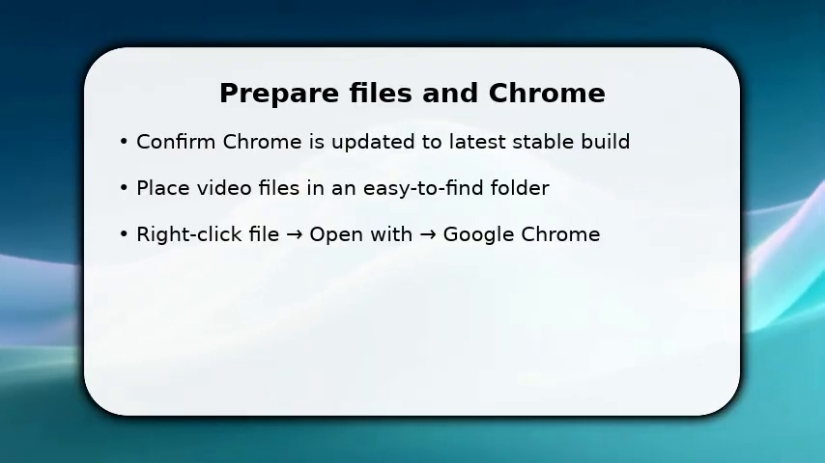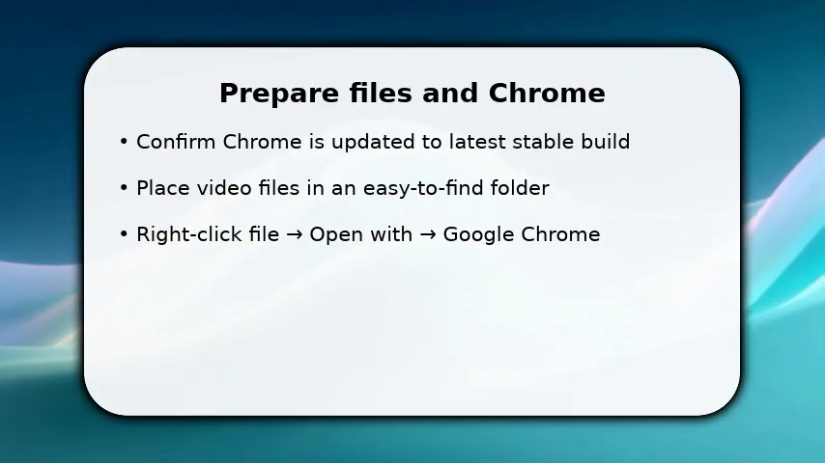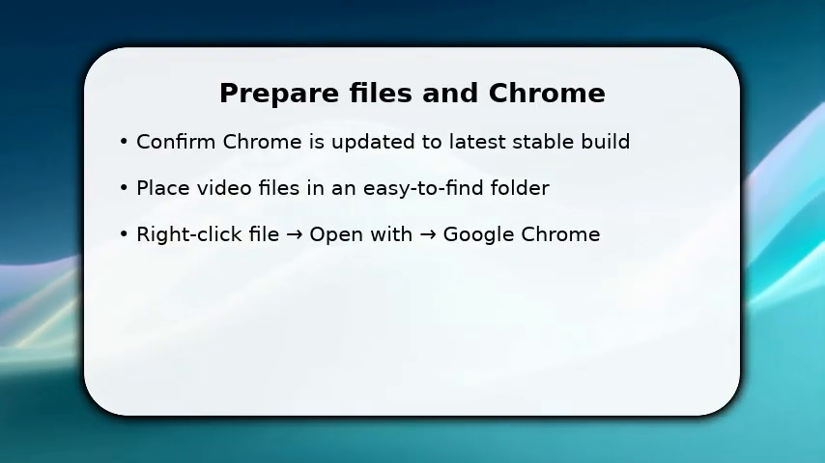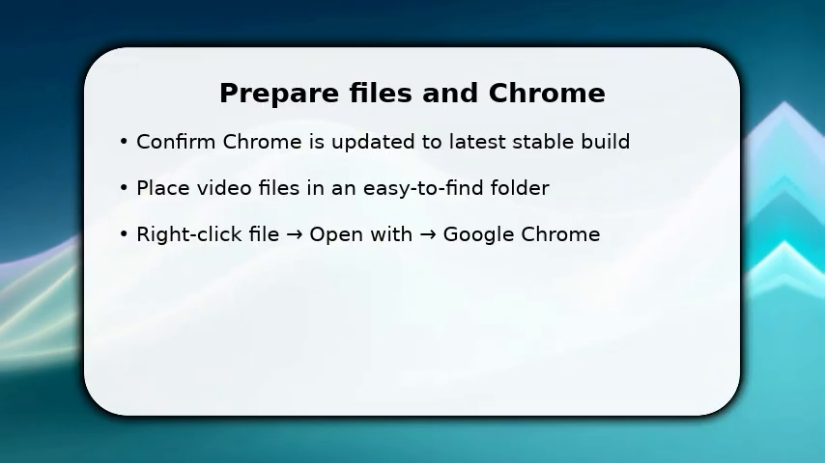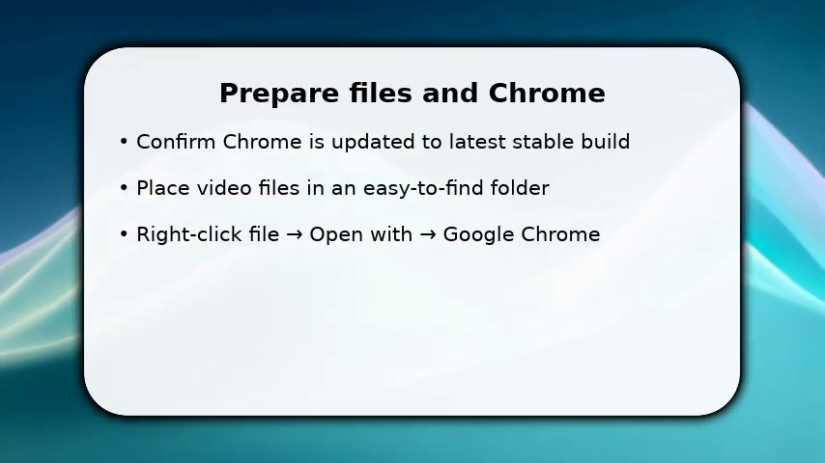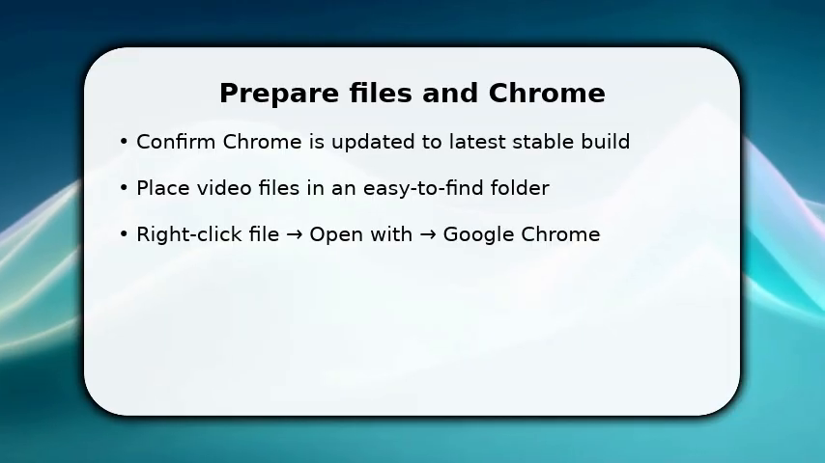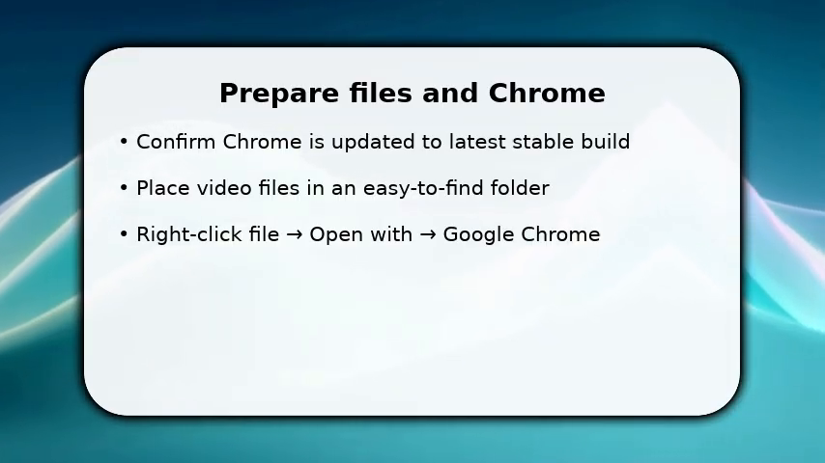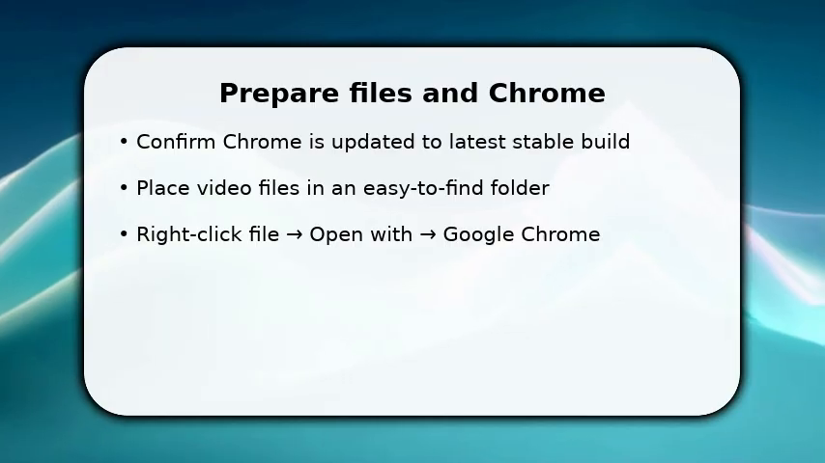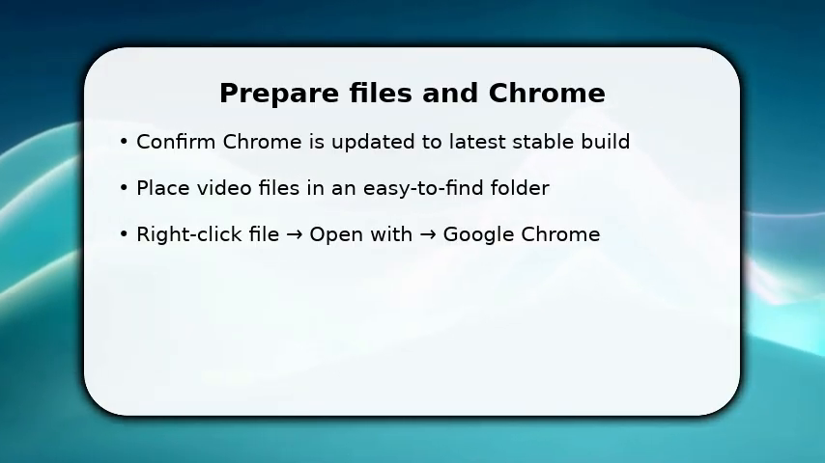You start by preparing Chrome and the files you want to play. Open Chrome, make sure it's updated, and locate your video in File Explorer or Finder. Once done, right-click the file and choose Open with Google Chrome so the browser registers the file type. You can also drag the file onto a blank Chrome tab to begin.